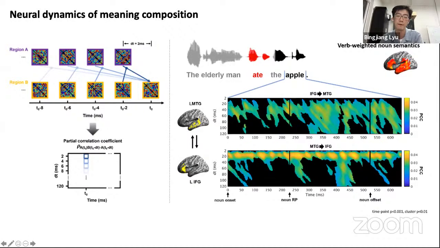With these methods, we found that LMTG is constantly and rapidly sending information to LIFG with a short delay of about 20 milliseconds, while the pattern of information flow from LIFG to LMTG is featured with long-lasting effects, as reflected by the long diagonal patterns. These results suggest that LMTG rapidly retrieves and delivers lexical properties of the incoming noun to LIFG. Meanwhile, it is also subject to prediction from the LIFG since the noun onset.